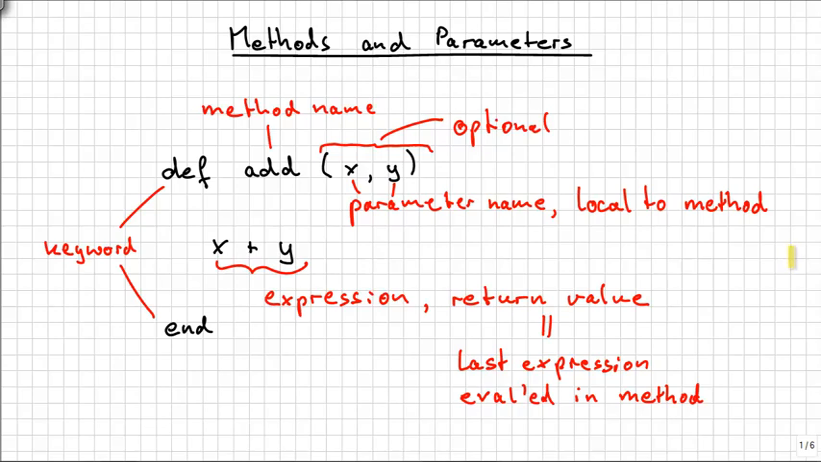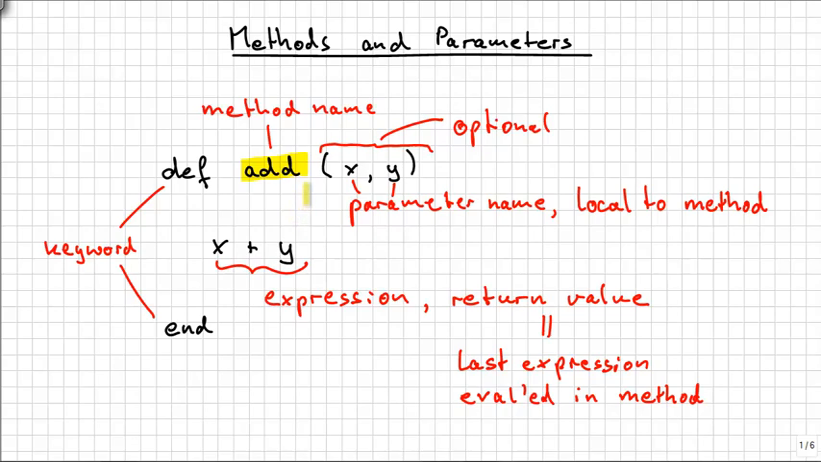So first we look at how we define a method and how we can call it. Every method definition in Ruby is framed by the keyword def and the keyword end. And def is followed by the name of the method, in this case add, followed by an optional list of parameters.